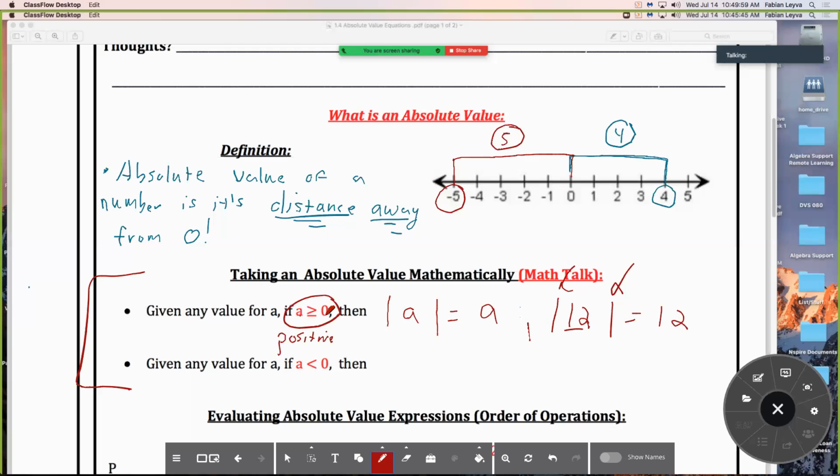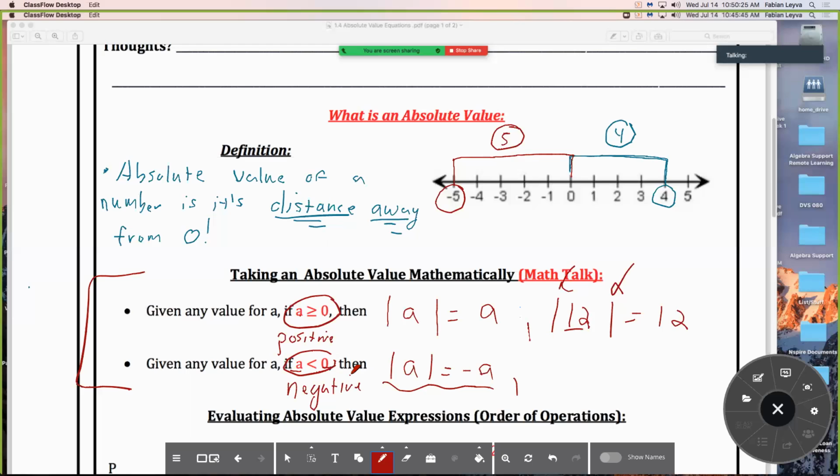Now, let's go ahead. Keep in mind that if a is greater than or equal to 0, that means it's positive. Let's say I give you a value for a that is less than 0, and I want to find its distance away from 0. Well, then it's just going to be the opposite of whatever that negative number is. Now, this is super mathematical talk. Let me show you what that looks like with a specific negative number, because if a is less than 0, it's always going to be negative.